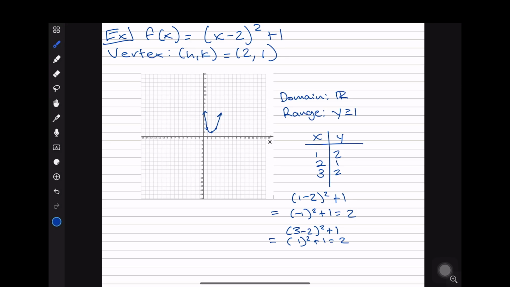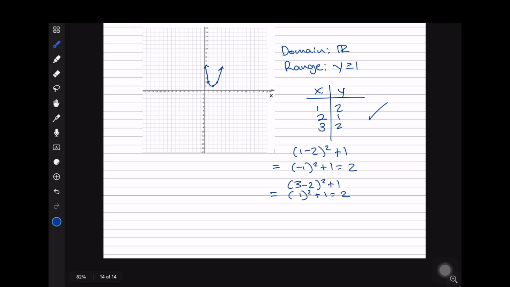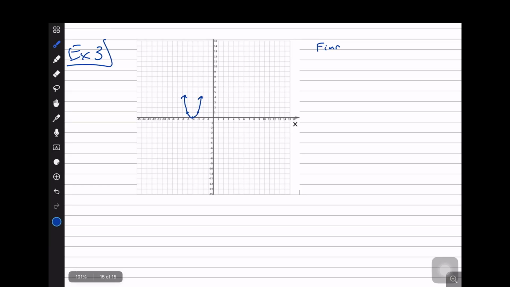Now for your domain, it's going to be all real numbers, and your range is going to be y is greater than or equal to 1. If you are still confused about domain and range, go to my channel and check out the video I made on domain and range. But yes.